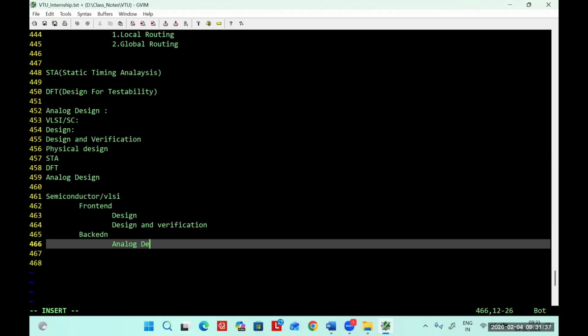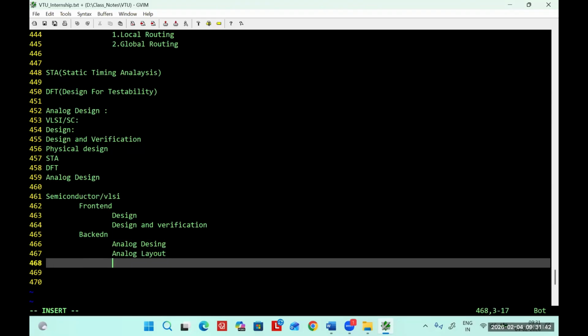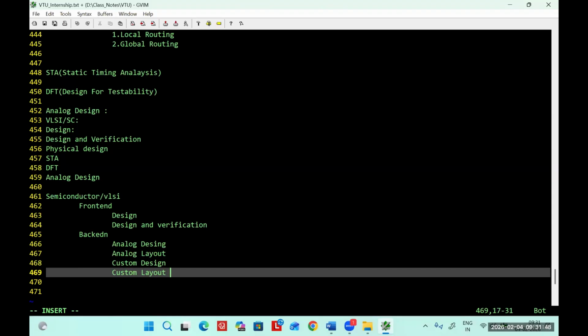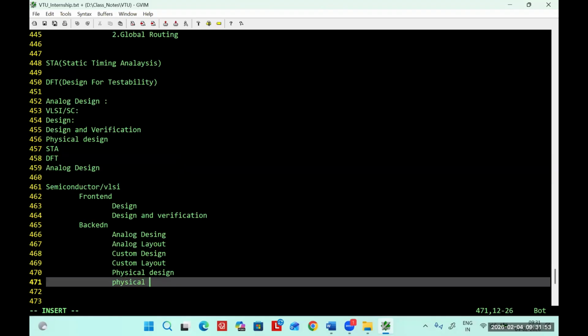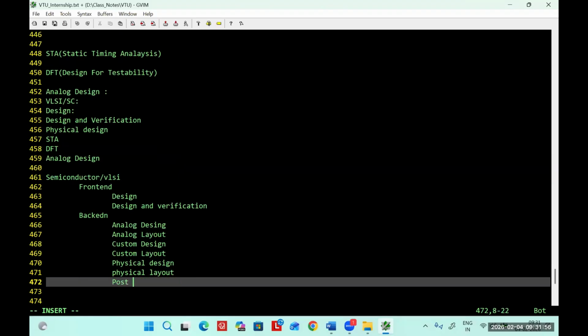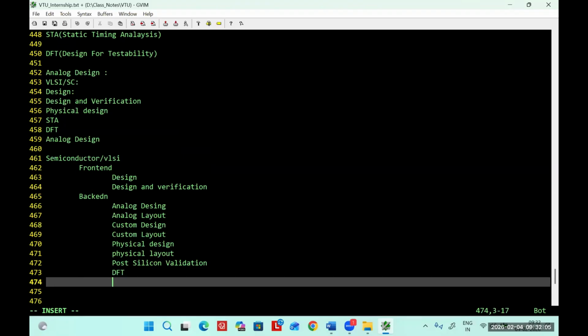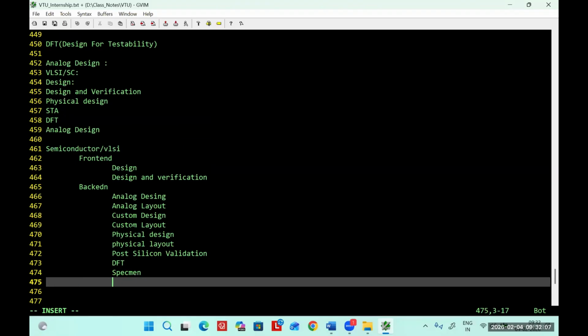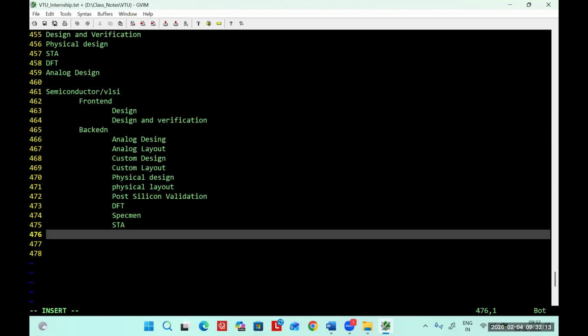Analog design, analog layout, custom design, custom layout, physical design, physical layout, post silicon validation, DFT, Specman, STA. So there are these many domains.